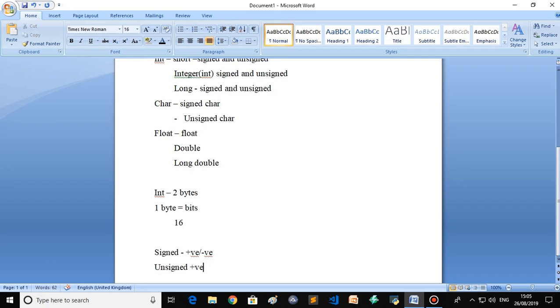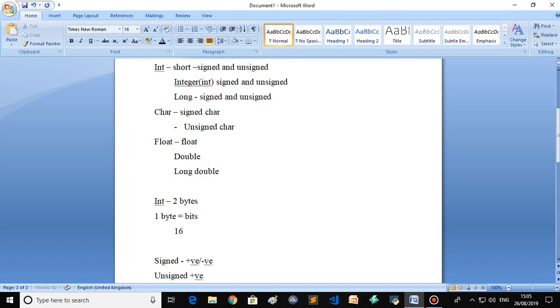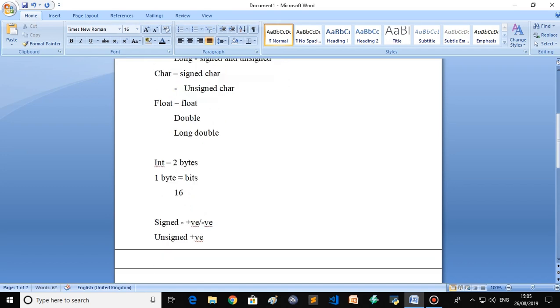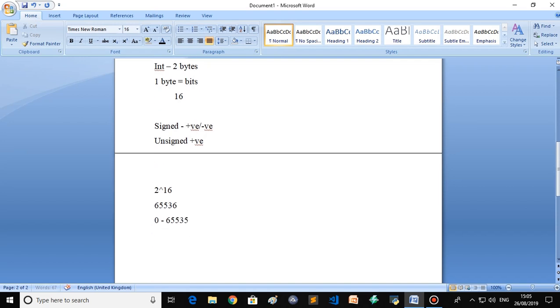So what is the range of unsigned? Basically it is used to mention whether the value will be only positive or both positive and negative. A normal integer occupies 2 bytes of memory, that means 2 to the power 16 bits of memory in RAM, that is 65,536. So the range of unsigned is 0 to 65,535, because we start from 0, therefore it will not go to 65,536.